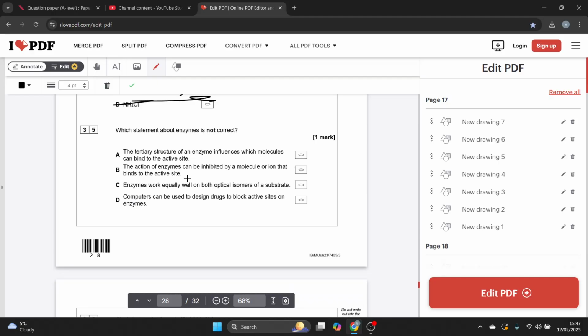Question 35. Which statement about enzyme is not correct? I really don't like this because I got confused one time in my exam. I just say which is false. Which statement about enzyme is false? Because you could misread it as which is correct, time pressure, etc. So which one is false? You're clarifying it. The tertiary structure of enzyme influences which molecules combine to the active site. The action of enzymes can be inhibited by a molecule that binds to the active site. Computers can be used to design drugs to block active sites on enzymes. That's definitely true. So is that one.